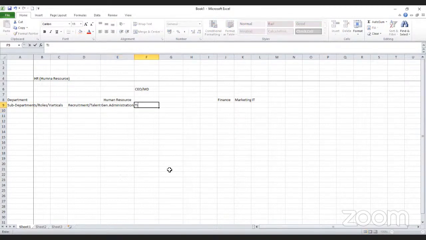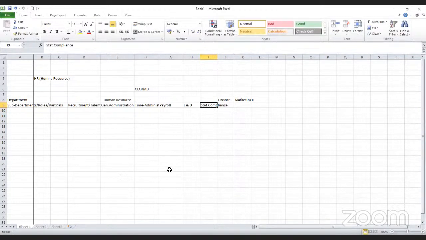We can find one more sub-role or department, that is time administration or time management. Another, most important and critical, is payroll. You can also find the department L&D, that is learning and development. You can also find the department employee engagement, a very important one, and statutory compliance or legal compliance.